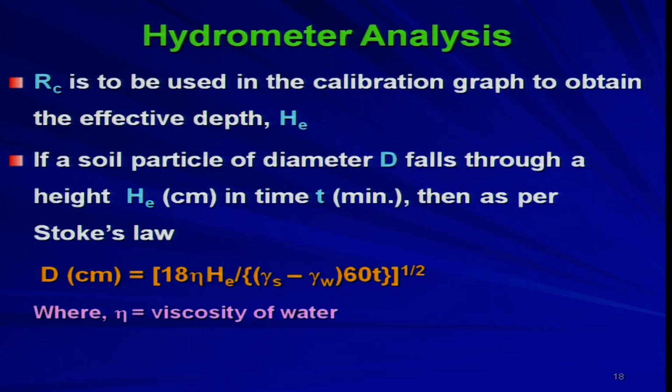If you use this equation, you know the viscosity of water at that particular temperature, you have got HE from your calibration plot, you know gamma s and gamma w, and you observe the time at which you want to know the diameter settling down. From this expression you will get the diameter of the particle which is settling down at that particular time.